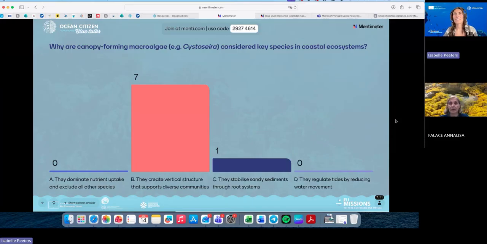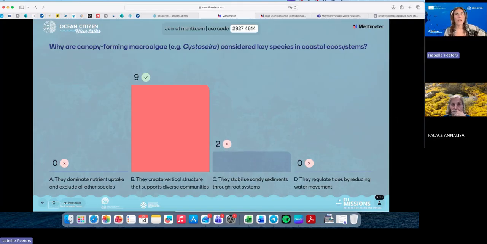We also have a strong tendency here for answer B. Indeed, they create vertical structure that supports diverse communities. We do have a couple of people that selected the C option. They stabilize sandy sediments through a root system. I don't know if you want to comment on that, Lisa. Do macroalgae display a root system?